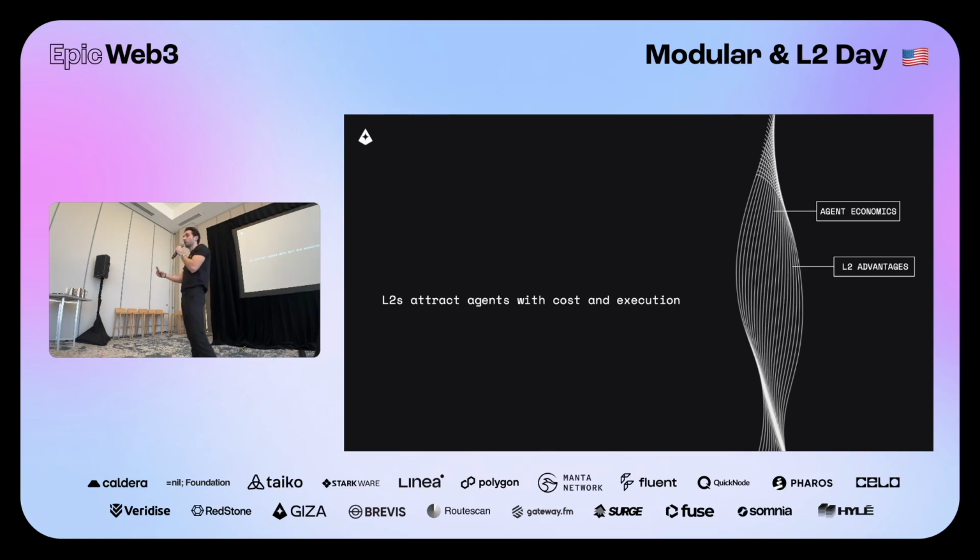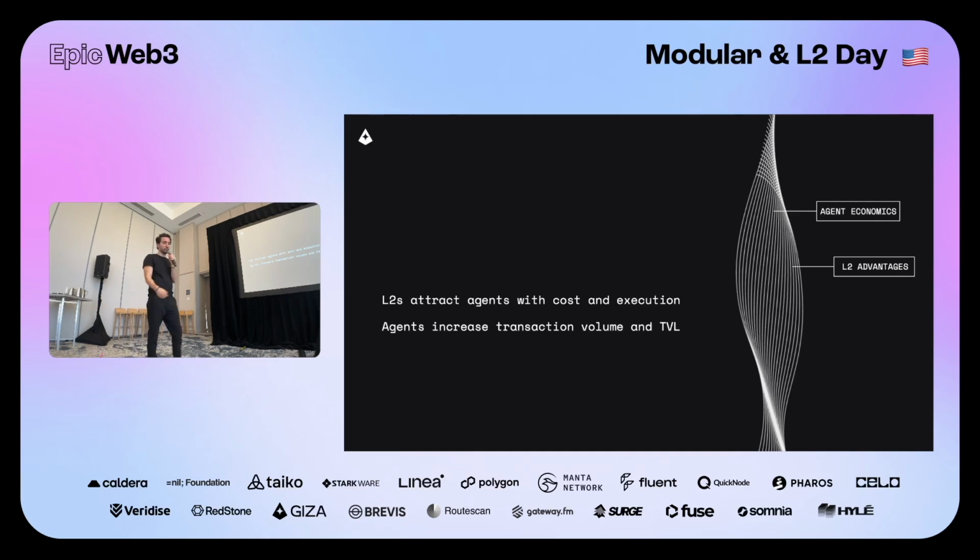And this is where the competitive landscape of L2s is going to become even more competitive, because all of the financial agents are going to be eventually cross-chain, and whether an agent brings capital to your L2 or not is going to depend on whether you can provide it an efficient environment to execute.